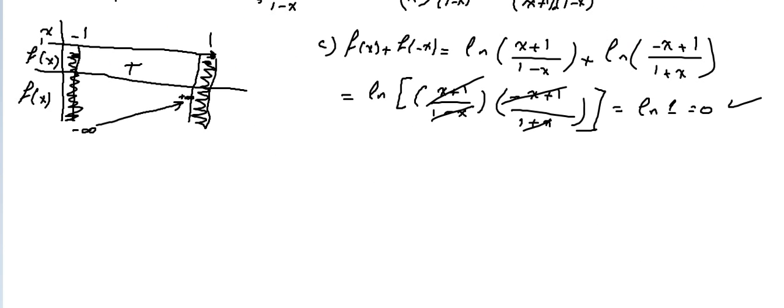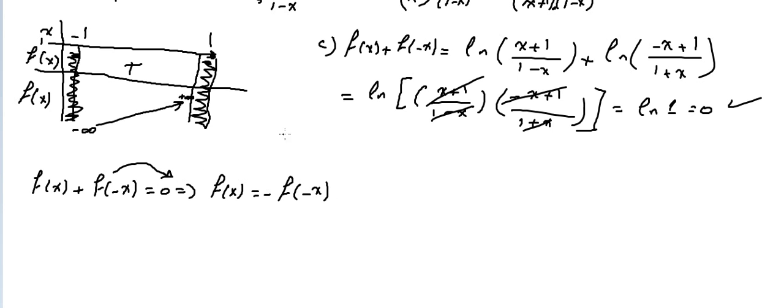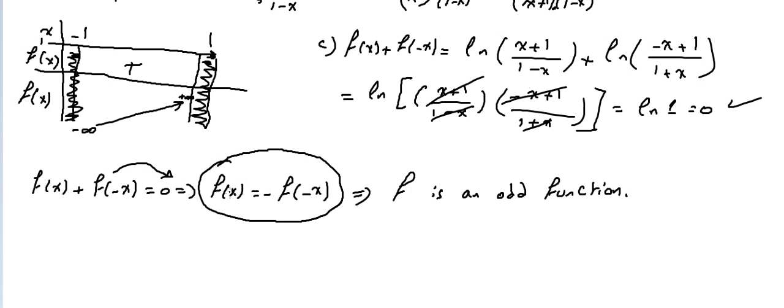What is the graphical interpretation? What is the meaning of f of x plus f of minus x equals 0? This simply means that f of x equals minus f of minus x, right? We can take the f of x to the other side. In this case, f is an odd function. This is the definition of an odd function. We can do this as a video by itself, but not now, later. If f of x equals minus f of minus x, it is an odd function. If f of x equals f of minus x, it's an even function.